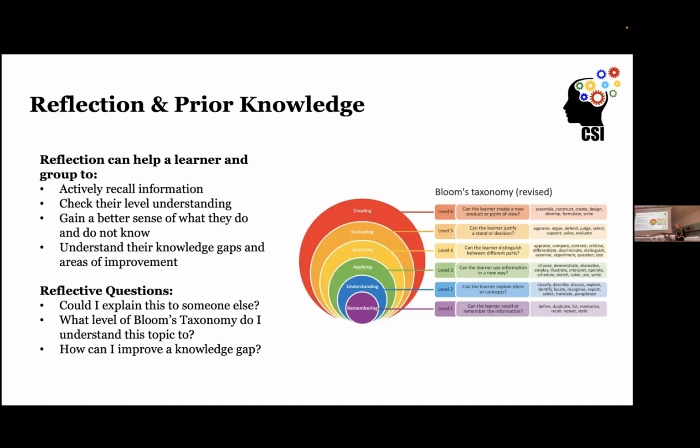So this is an important process because we can help identify the areas that we may want to improve upon. So some questions that you could ask yourself are things like, could I explain this to someone else? Maybe somebody who doesn't know anything about the subject. Can I give them enough detail and depth and examples and understanding to help somebody who's completely new get to, maybe not the same level that you're at, but advance through some of the steps of Bloom's? What level of Bloom's taxonomy do I understand this topic to?